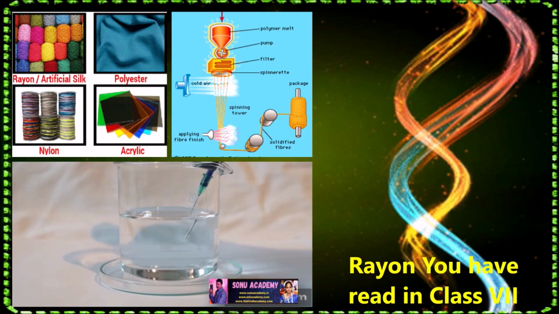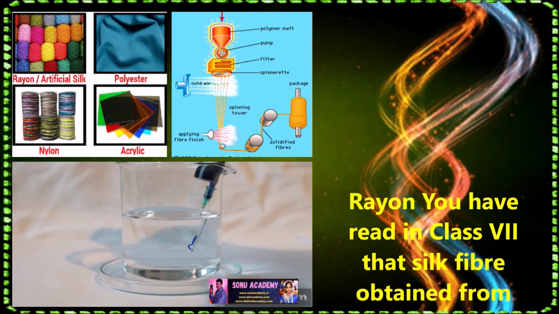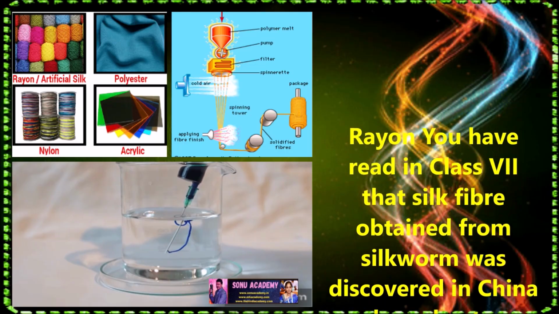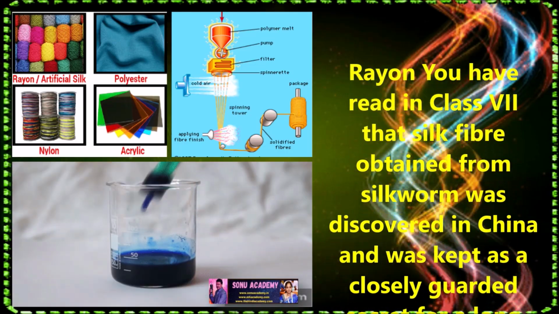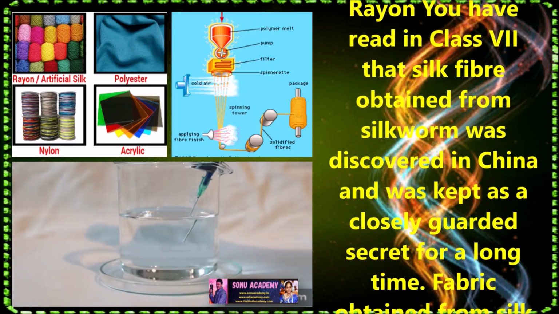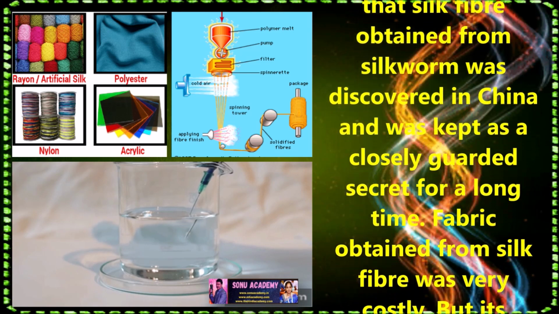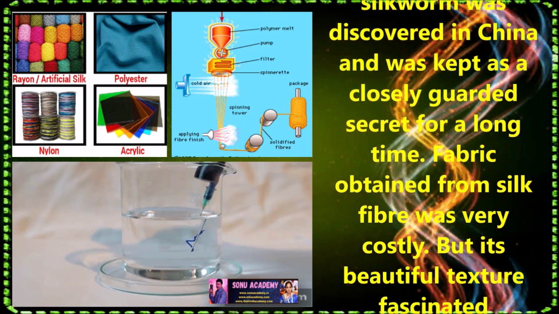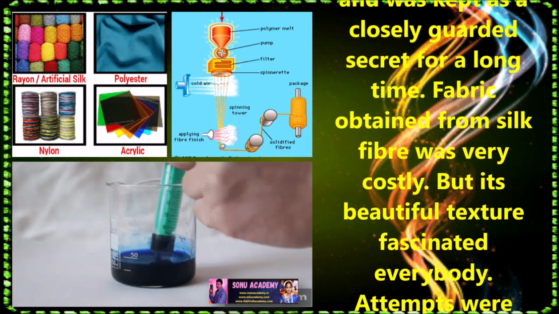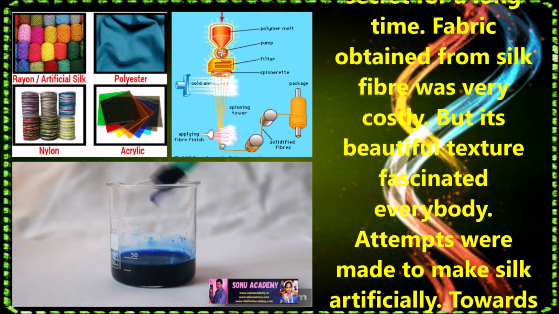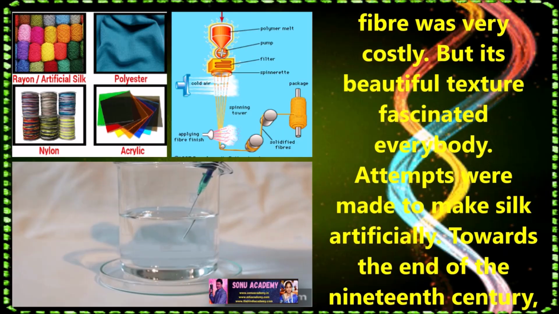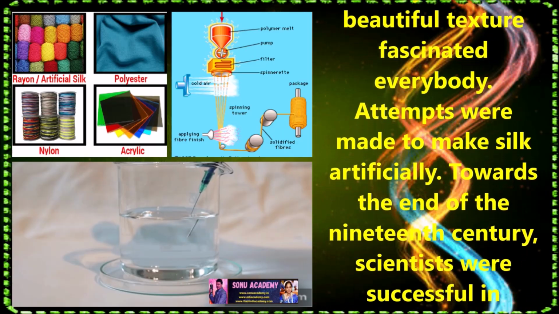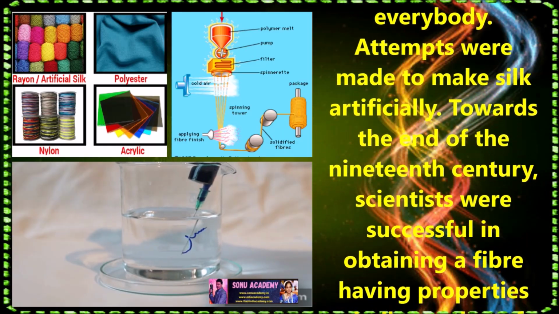Children, let us discuss the types of synthetic fibers. Rayon. Children, you have read in class 7 that silk fiber obtained from silkworm was discovered in China and was kept as a closely guarded secret for a long time. Fabric made from silk fiber was very costly, but its beautiful texture fascinated everybody.